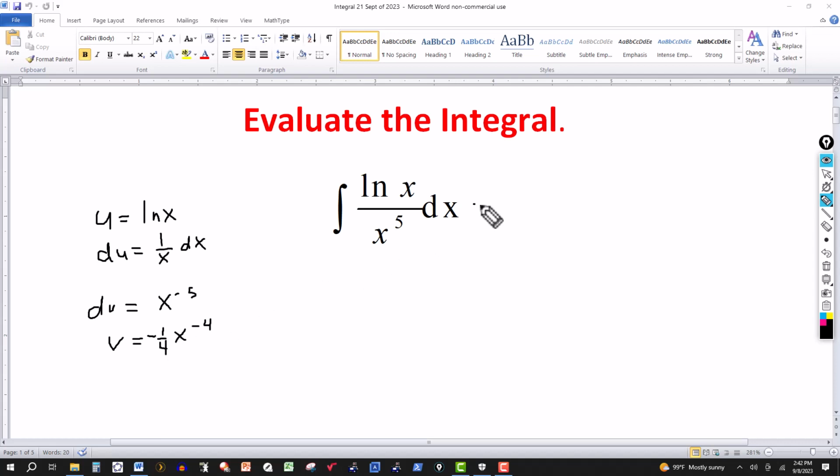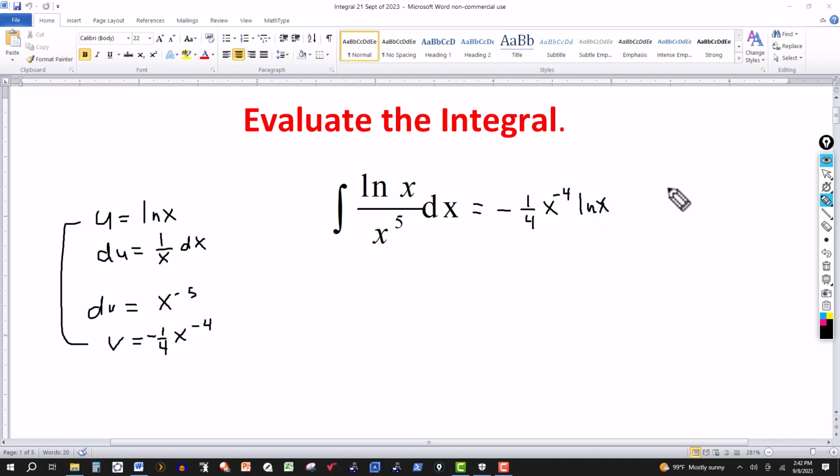And then we apply the formula here for integration by parts. Once you set this up, the first part of the answer is the product of u and v. So I'm going to put the v first, so it's going to be minus 1/4 x to the negative 4 times the u, which would be ln of x.